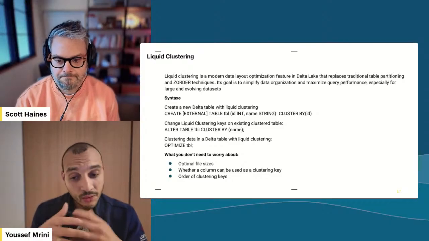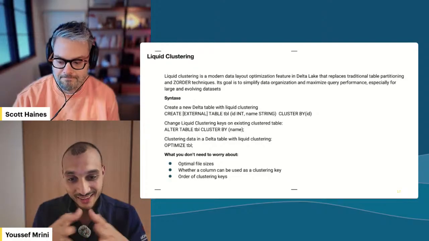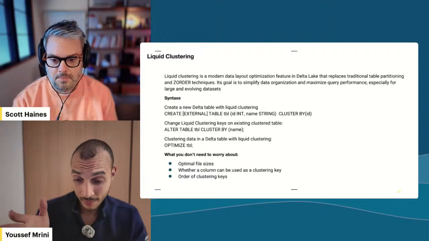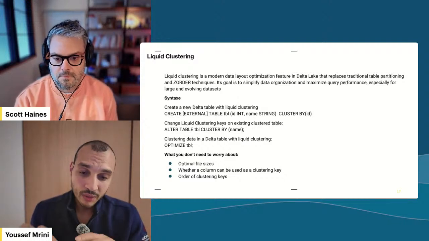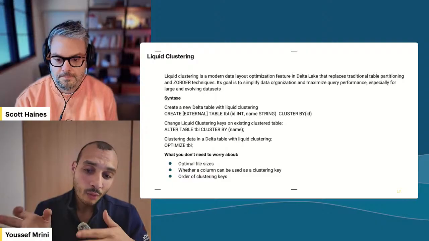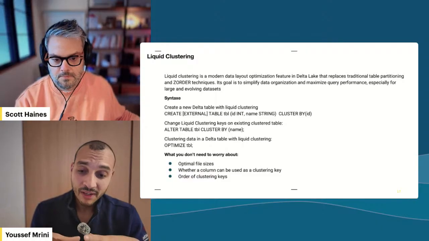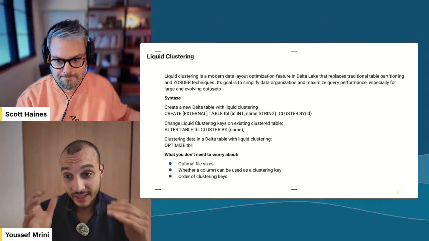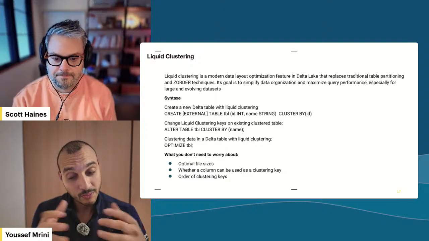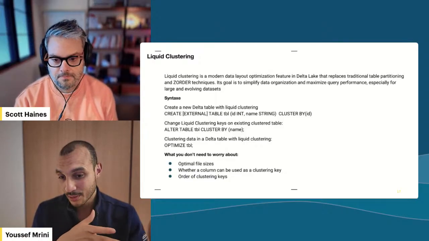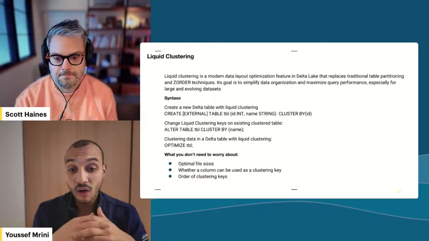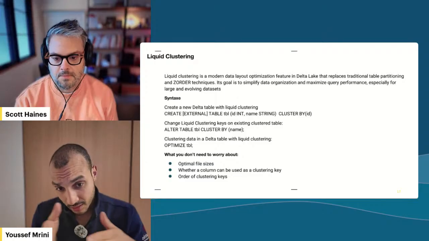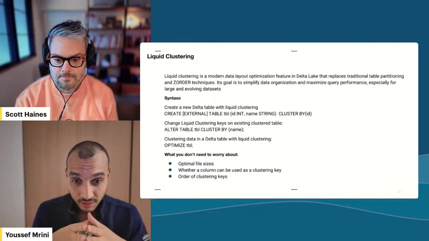While with liquid clustering, you can just alter table, cluster by, and add 2, 3, 4 columns. And I think liquid clustering is also very important because when you run optimize, it runs only on the incremental data. And this is super, super efficient. You won't need to spend a lot of time waiting for the cluster to compute the optimize on a super, super large table.